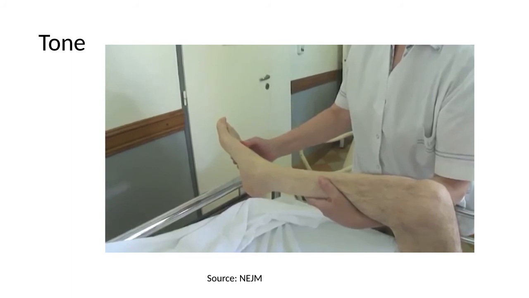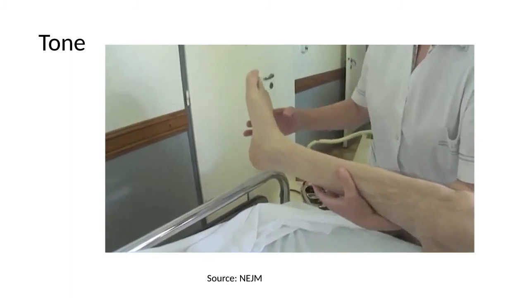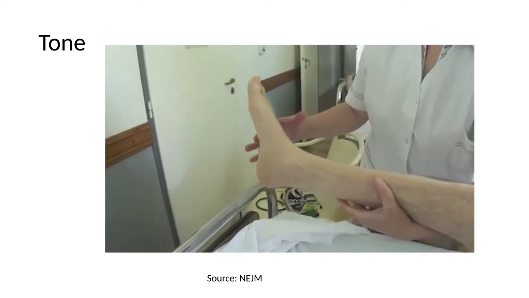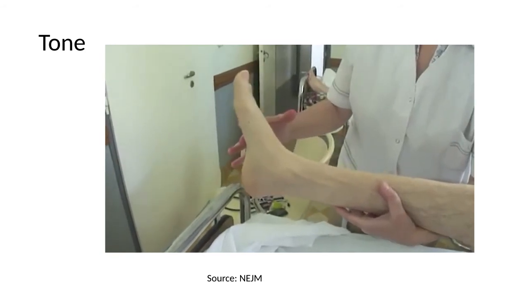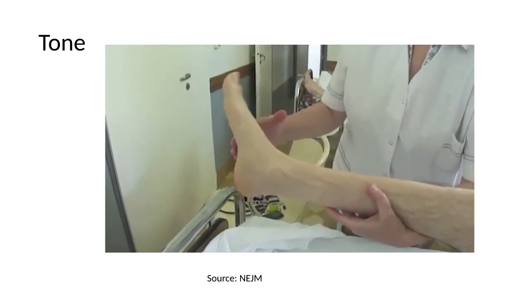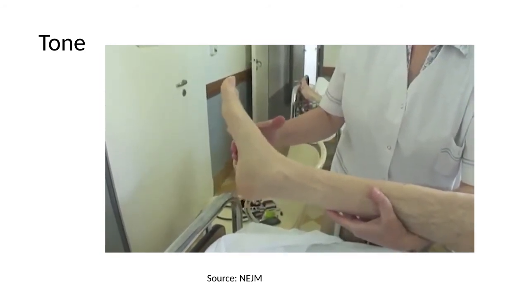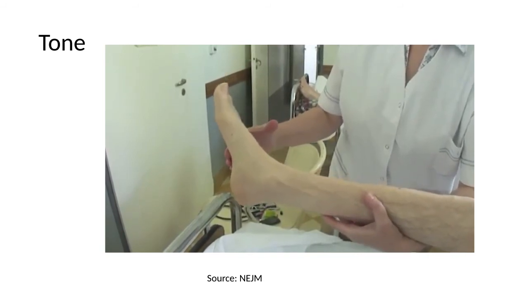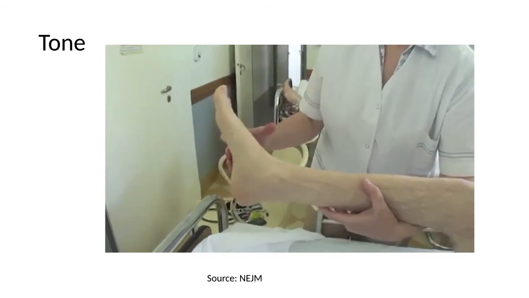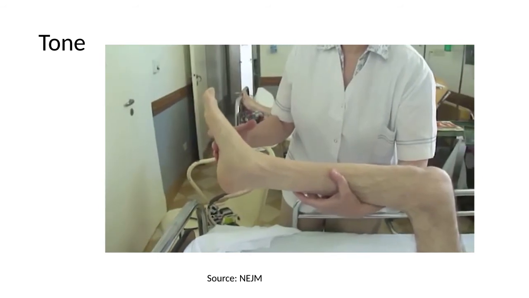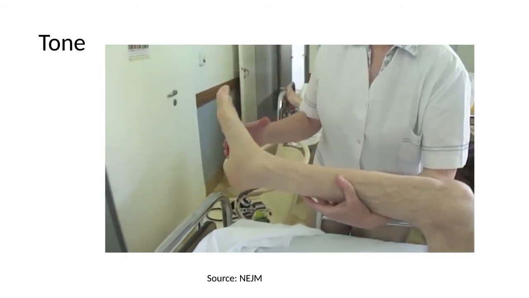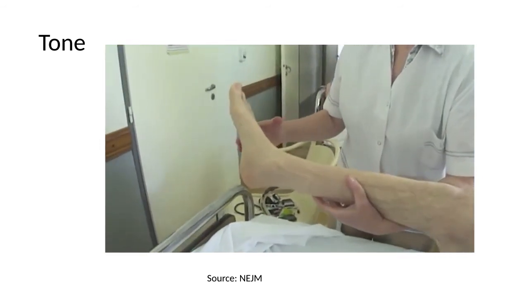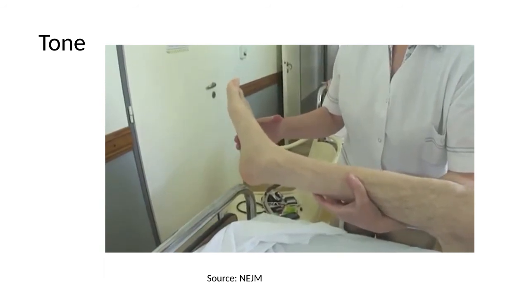Here is someone examining for clonus. You see how there is this rhythmic oscillatory movement of the ankle, and you see that it was tested by sharply jerking up the foot. This is called sustained clonus. This in an adult is always abnormal, and you can see here that there's more than 10 beats, which is what we define as sustained clonus.